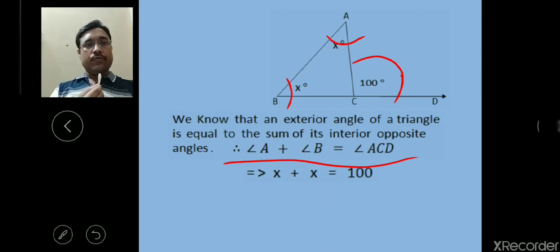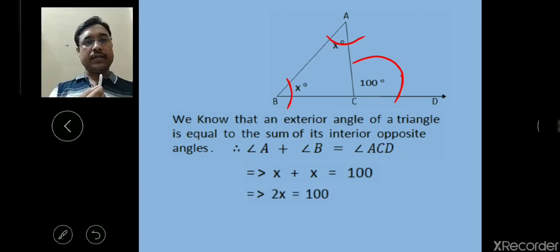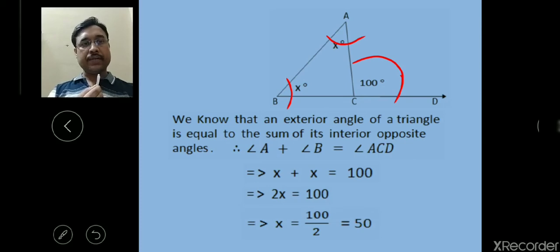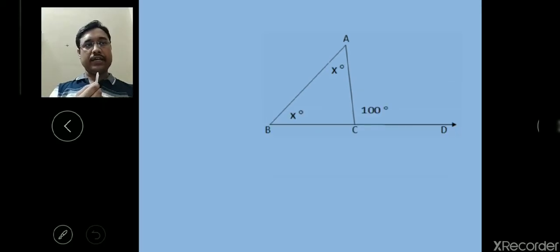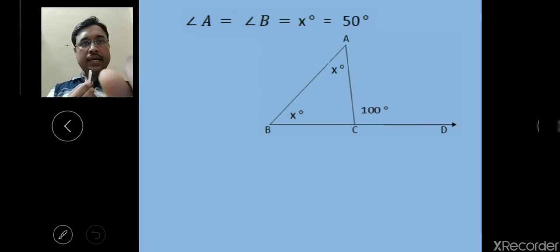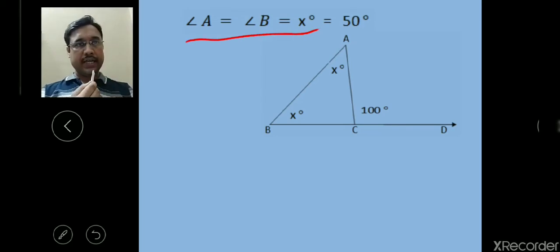Then angle A is x and angle B is also x. Then x plus x equals 100. Therefore 2x equals 100 degrees. The 2 is multiplying on the left side, so on the right side it will divide. x equals 100 by 2, which is 50. So the value of x is 50. That means angle A and angle B are 50 degrees. We can write here: angle A equals angle B equals x degrees, and the value of x is 50, so it is 50 degrees.